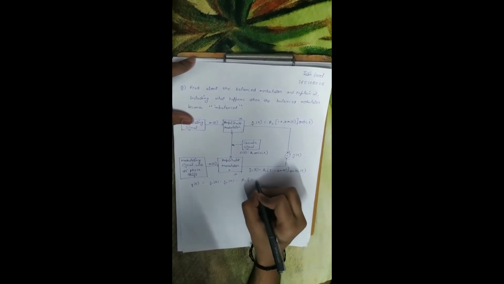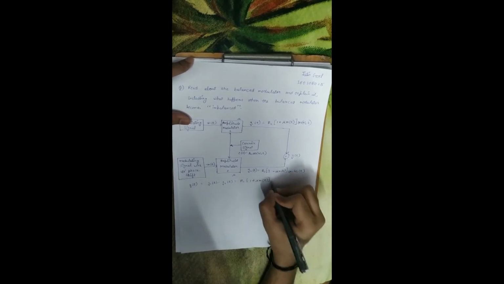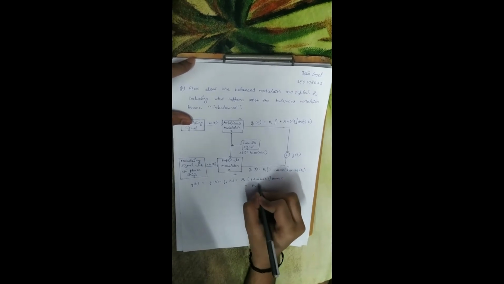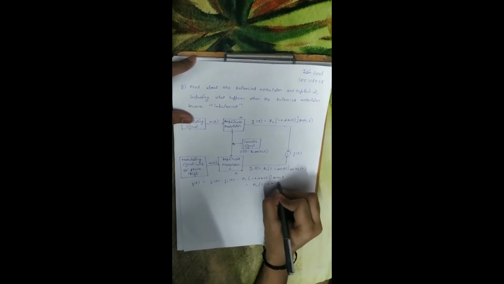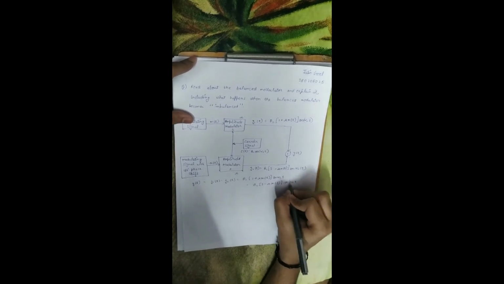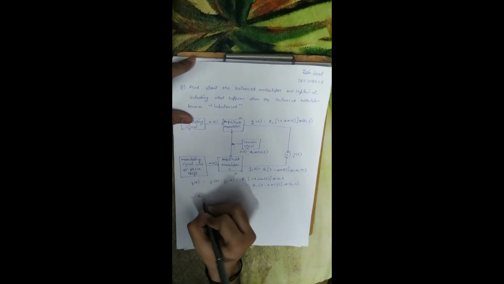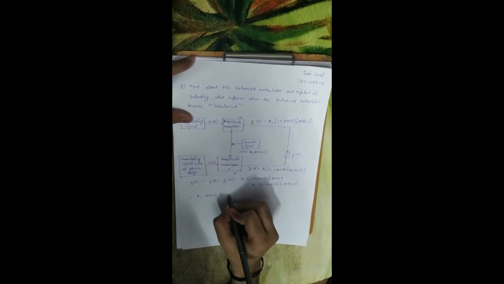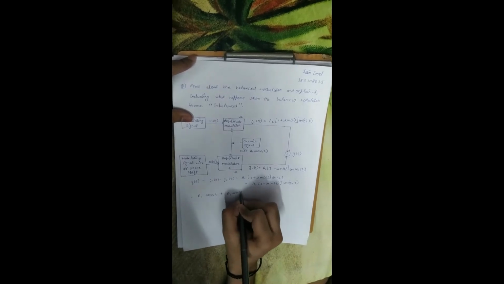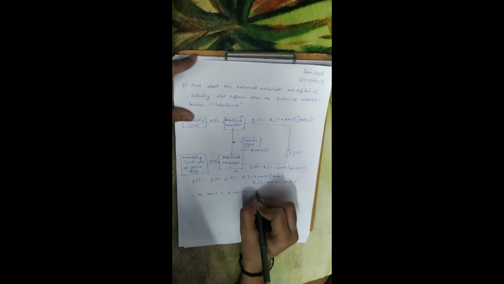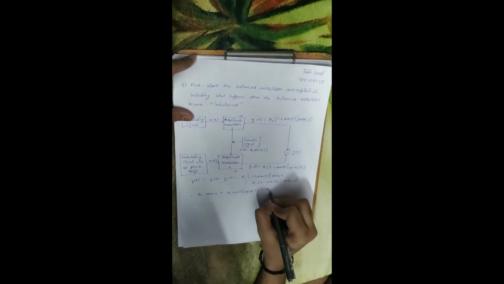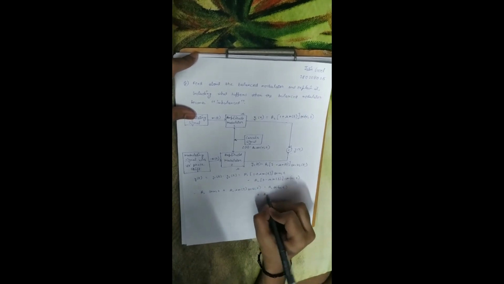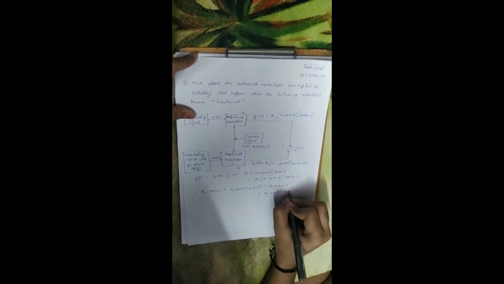We can write Yt equals y1t minus y2t, which is AC 1 plus mu Mt cos omega Ct minus AC 1 minus mu Mt cos omega Ct. This will expand to AC cos omega Ct plus AC mu Mt cos omega Ct minus AC cos omega Ct plus AC mu Mt cos omega Ct.